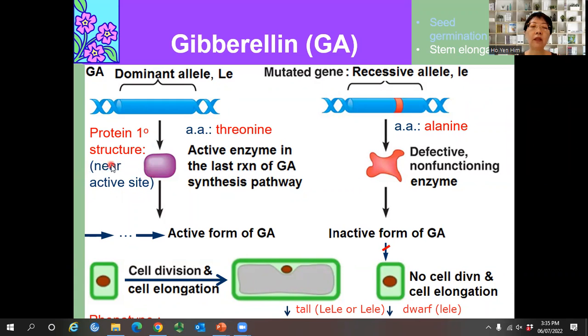Near the active site of the polypeptide chain that forms the protein, let's say this region here is the active site. Let's say this particular amino acid, amino acid number 4, in the normal allele is threonine. Because of mutation, it becomes alanine instead of threonine. Because the amino acid has changed, the overall shape of the protein will also change, so it cannot function. This is additional information from the textbook.